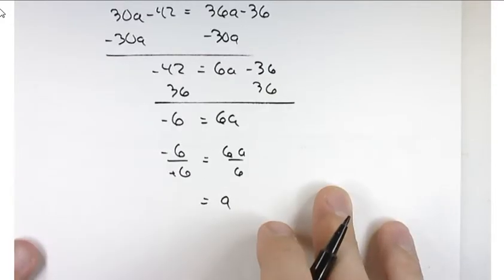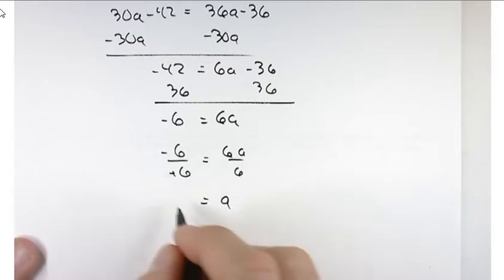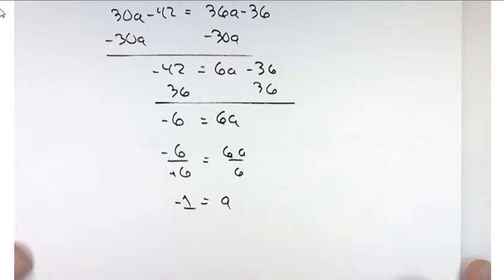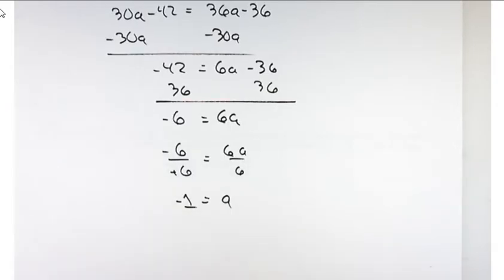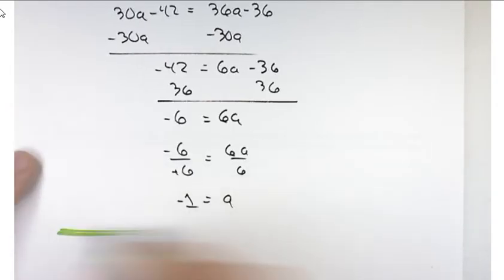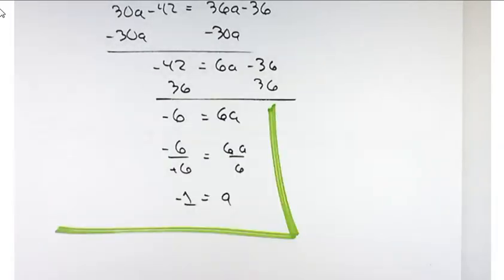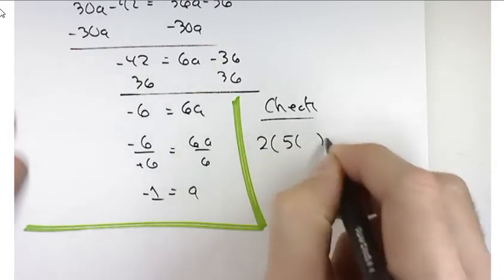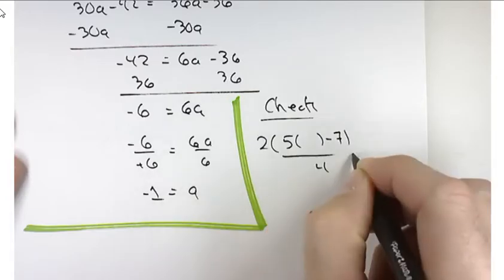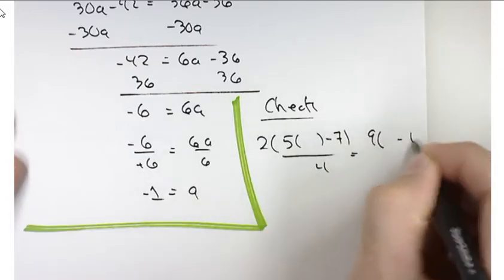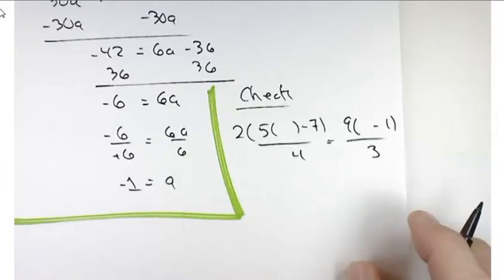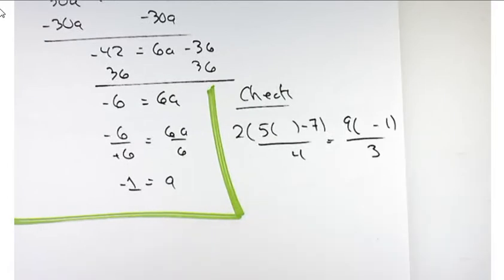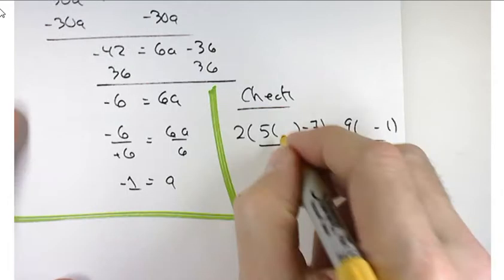What do I get for a? Negative 1. Wow. Pull out the oxygen bottle, man. That was a long one, right? Whew. You can check it. Let me actually show you a check on one of these. So I'm going to plug in negative 1 as my solution. So negative 1 here and negative 1 here.